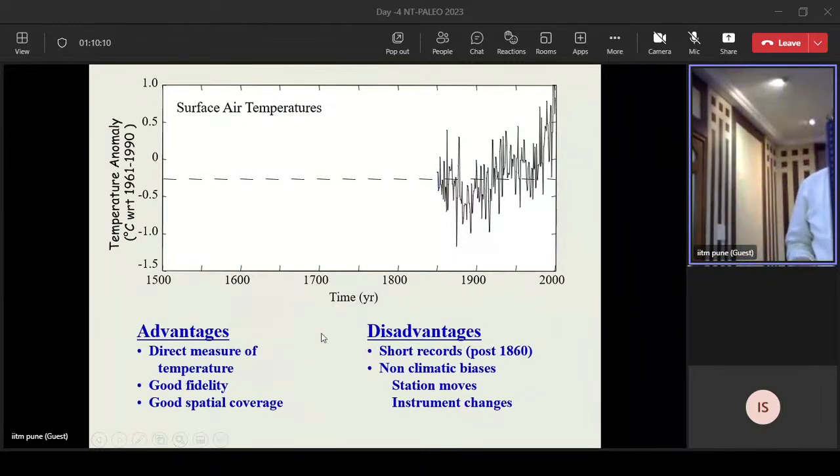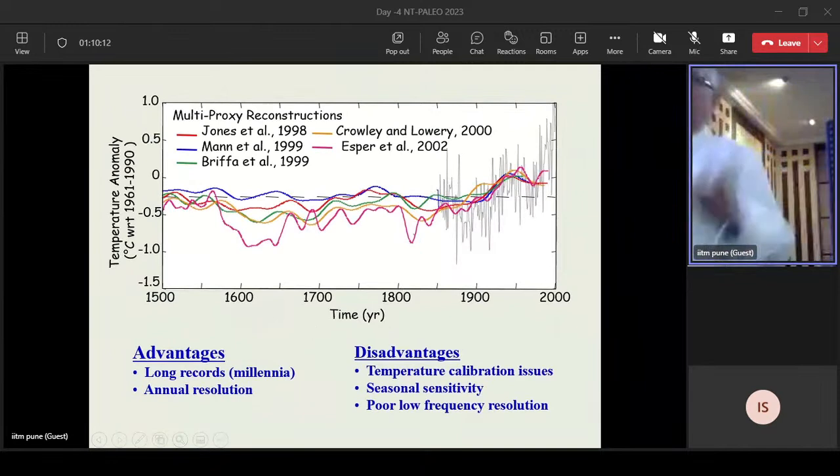I'll probably not go into all this, but I'll just show. Many of you must have seen this in the last few days. I was not here, but there are different multi-proxy reconstructions that have been proposed by different people in the world. Many of these reconstructions take a lot of data, for example Briffa or Esper et al. Those are very dense tree ring records covering a large part of the world, mainly Europe, where such data are available.